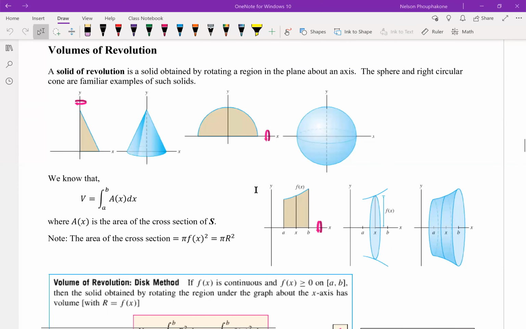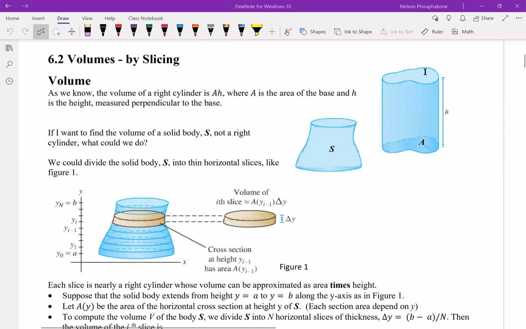How do we actually find the volume by slicing? Now first of all, if we have a solid, how do we find the volume of a solid? The idea is we would like to use the base area multiplied by height, right? This is the idea for finding the volume of a solid.